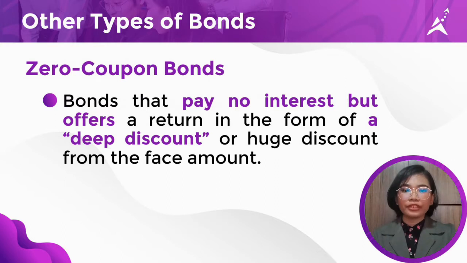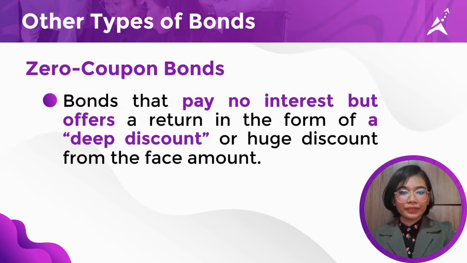For example, the face amount in the bond certificate is 1,000 pesos, but the issuer gave it for only 200 pesos. So it says that the zero coupon bonds pay no interest but offer a return in the form of a deep discount. There may be zero interest written on the certificate, but in reality, the deep discount, the 800 pesos, is the interest. It is already deducted from the face amount.